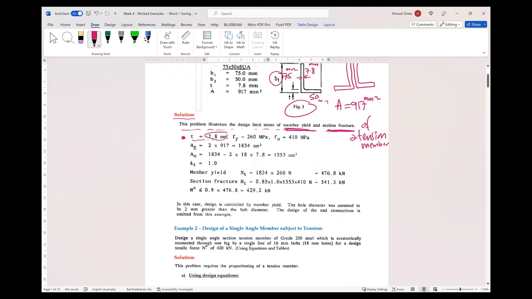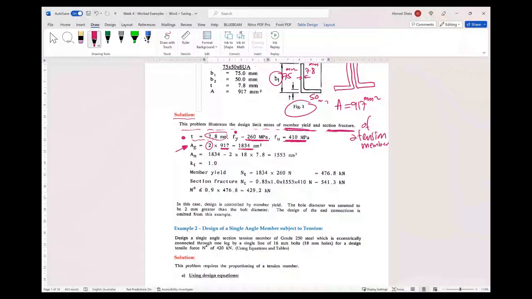Thickness is 7.8. F yield is 260. F ultimate of steel is 410. First of all, we need to calculate the gross area. The gross area of the cross section will be 2, because we have two angles, times the area of one angle. So the gross area is 1834 millimeter square.